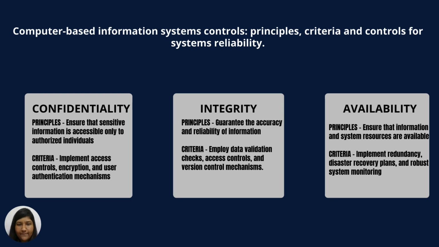The availability principle ensures that information and system resources are available. The criteria of availability are to implement redundancy, disaster recovery plans, and regular system monitoring. Availability is to make sure the accounting system is always available to input the transactions happening in the organization. If availability fails, they can't input the transactions and there will be a problem in the future.